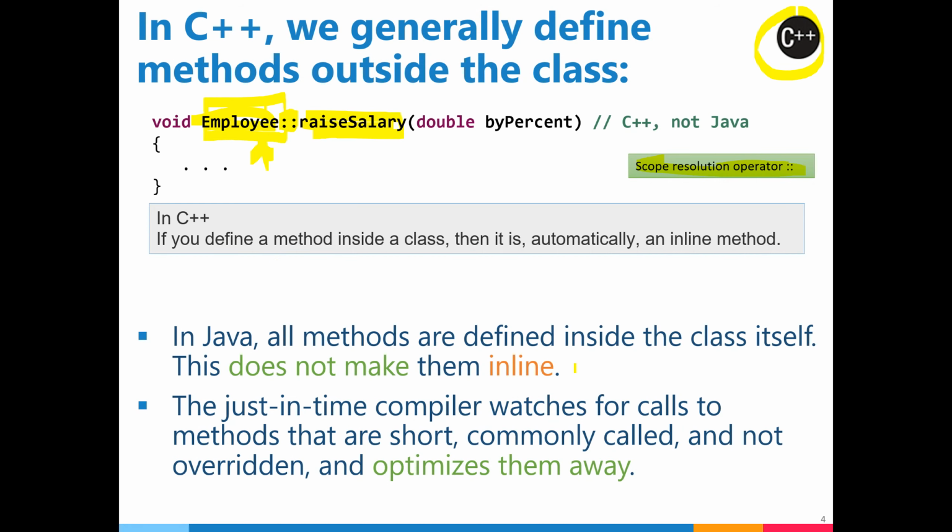But in Java, not everything becomes an inline function. No, because of the JIT compiler, the just-in-time compiler, if the methods are short, commonly called, and not overridden, it optimizes them away. What that means is another subject. What is an inline function? Let me give a brief introduction. If a function is frequently called, you don't want to go and call and come back. This will take time. So you move a copy of the function's code here, so calling and coming back is fast.